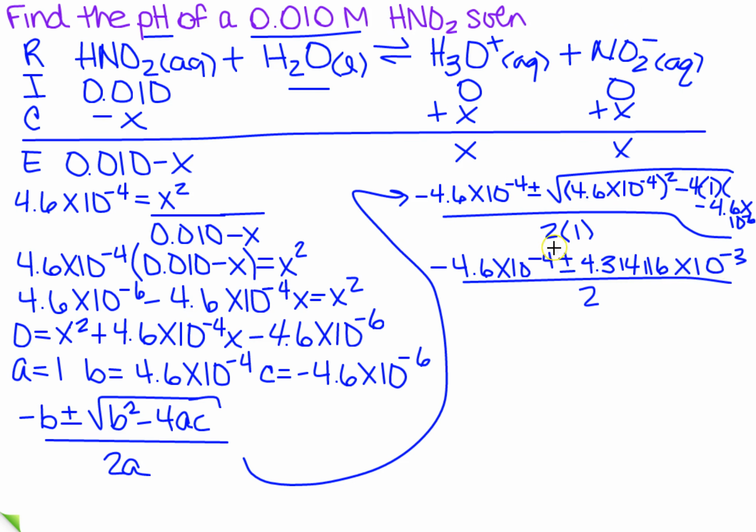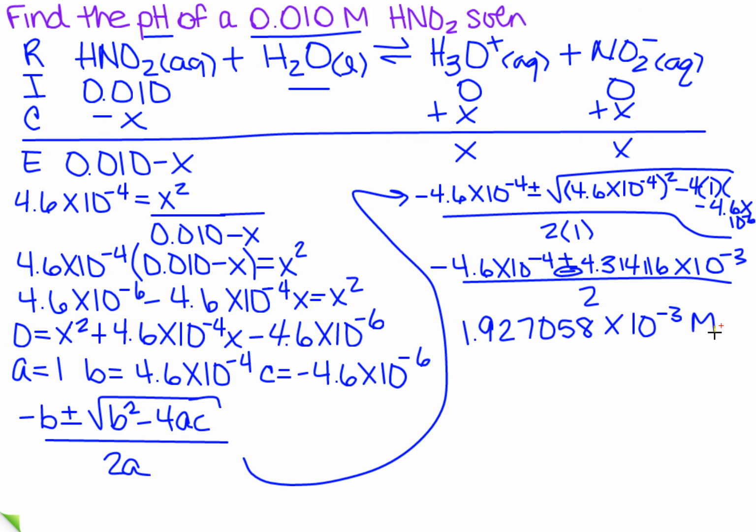So I noticed the first one is to the minus 4, and this one is a minus 3. So the first one is smaller than the second one. So if I do a negative plus a positive, it's going to be a positive. And if I do a negative minus a negative, it's still going to be a negative. So that means that the minus sign right here, we're not going to do that part. So instead, I'm just going to take the first number plus the second number divided by 2, and when I do that, I get 1.927058 times 10 to the minus 3 molar.